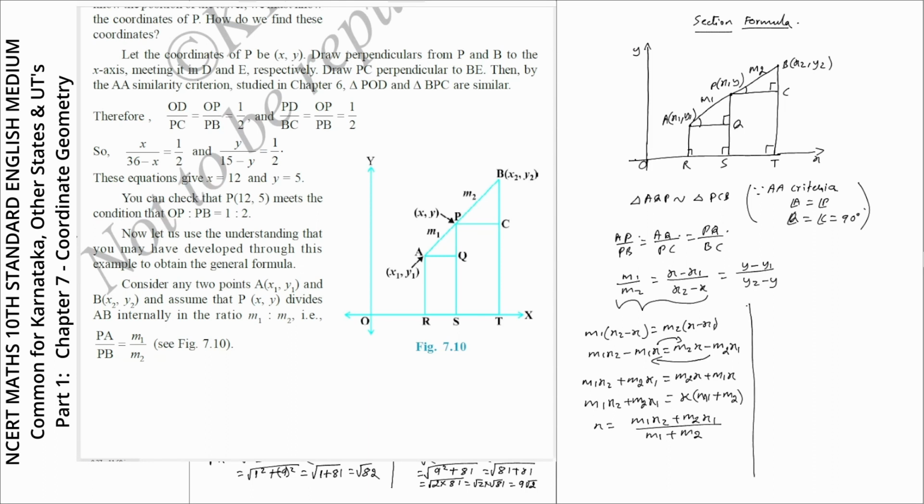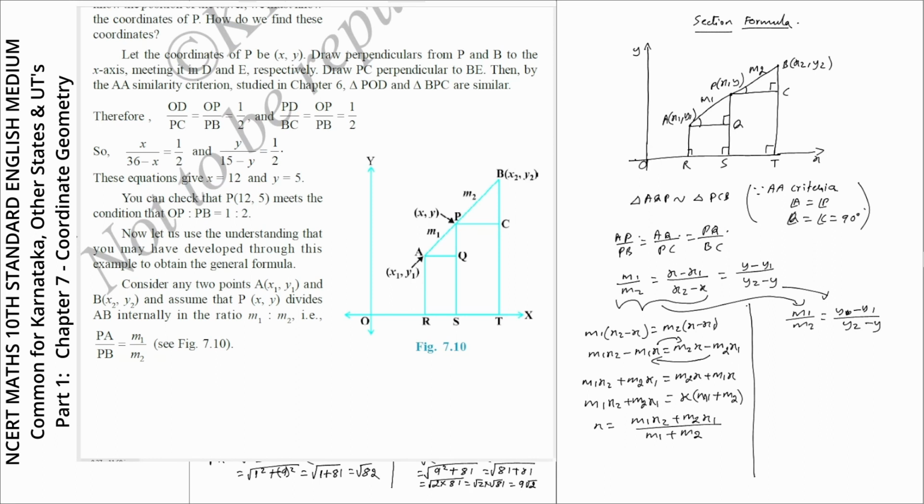Now similarly again I will consider this and this, okay, that means m1 by m2 is equal to y minus y1 by y2 minus y.